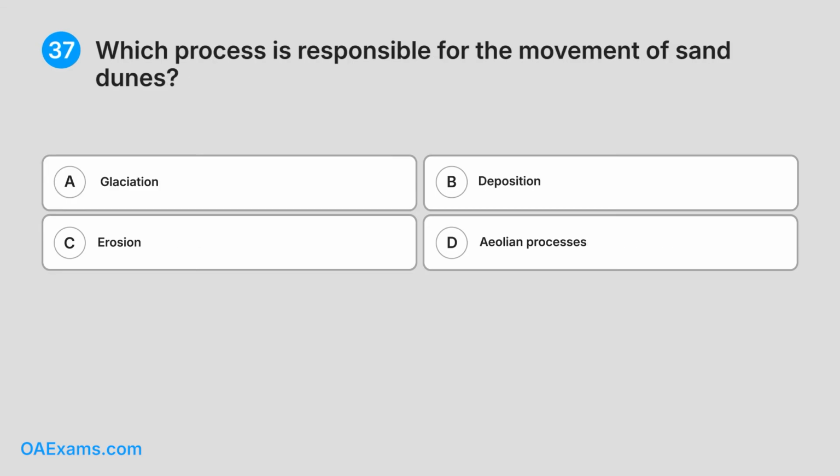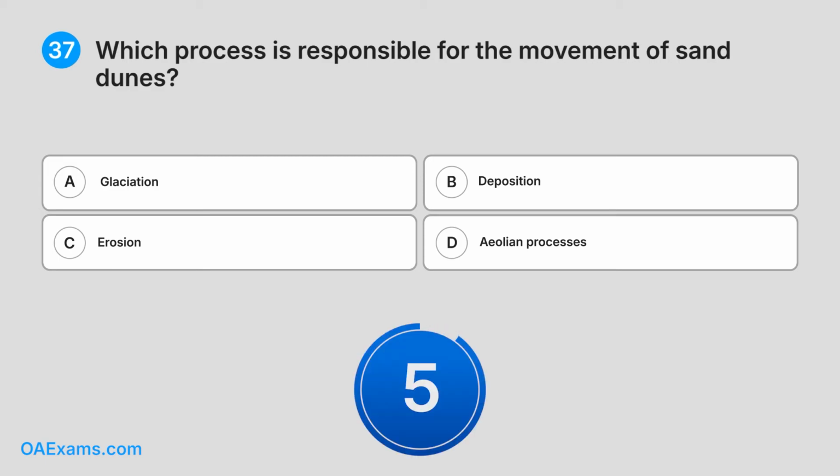37. Which process is responsible for the movement of sand dunes? A. Glaciation. B. Deposition. C. Erosion. D. Aeolian processes. What do you think is the answer?